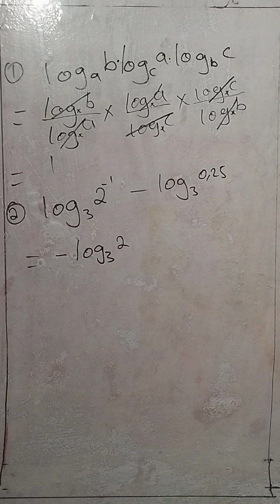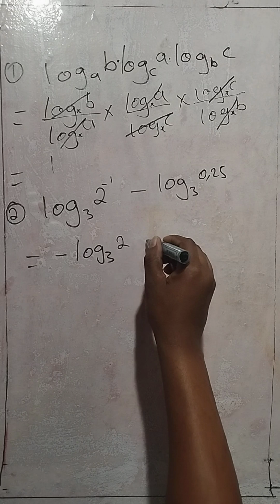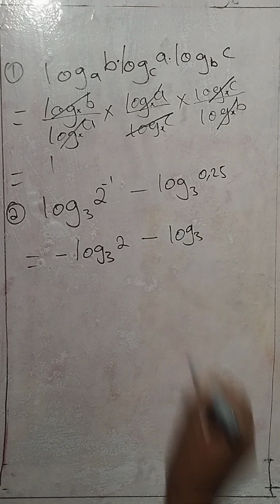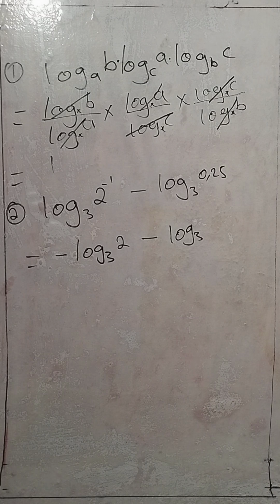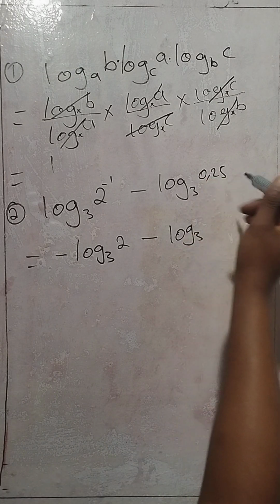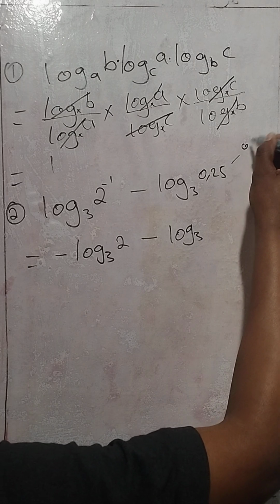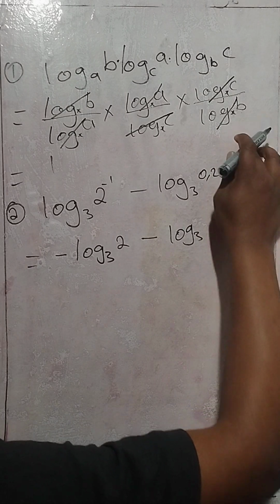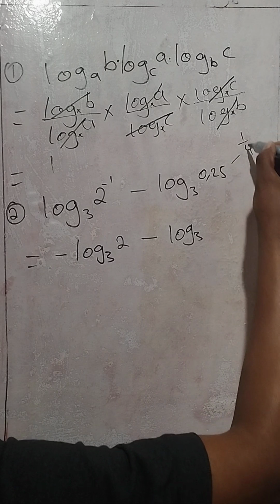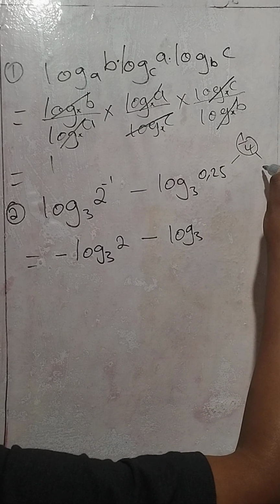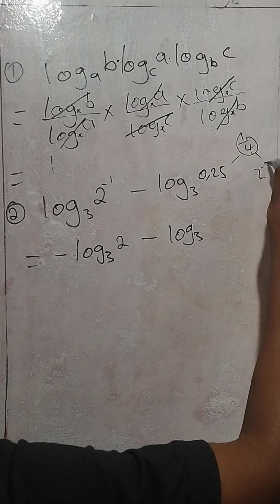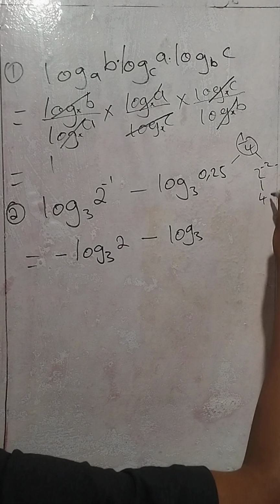Then the 2 no longer has an exponent. Minus log of base 3 of 0.25. Let's change 0.25. On the calculator, you can just type 0.25 and you get 1 over 4. But that 1 over 4 can be written as 4 exponent negative 1, or as 2 exponent negative 2.